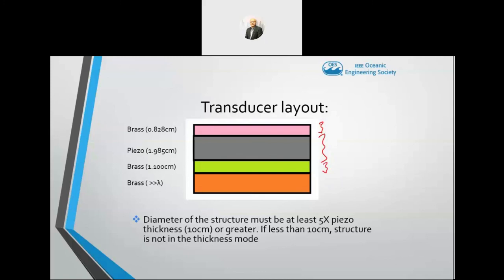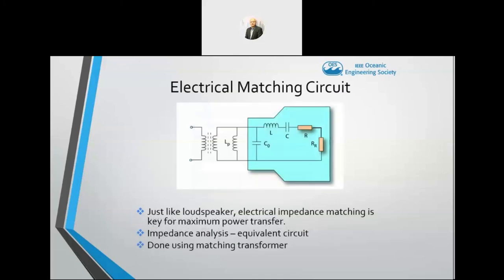The diameter of the structure must be at least 5 times the piezo thickness. So if you have a piezo thickness of 1.985 centimeter, the diameter should be around 10 centimeters or greater. If less than that, the structure is not in the thickness mode. That's it. As simple as that, we can design underwater acoustic transducers by using on-the-shelf material available nowadays. Even in Shopee, even in Lazada, you can buy a piezo disc material and you can start developing your own piezoelectric underwater acoustic transducers.